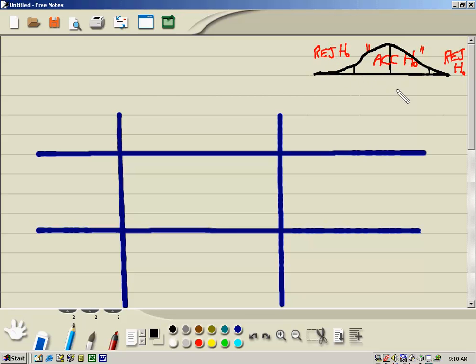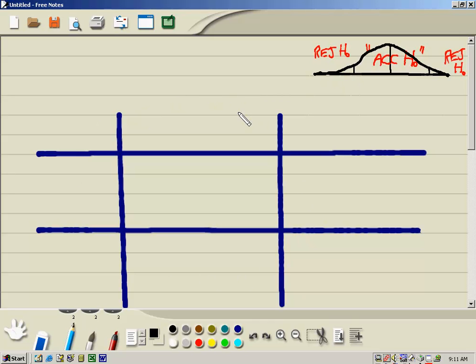Remember, we so-called accept the null hypothesis when we get into the acceptance region, the middle of the distribution, close to the hypothesized mean or proportion or whatever it is in the long run, and we'll reject the null when we get out of the acceptance region where the alpha is, and we call that the rejection region.